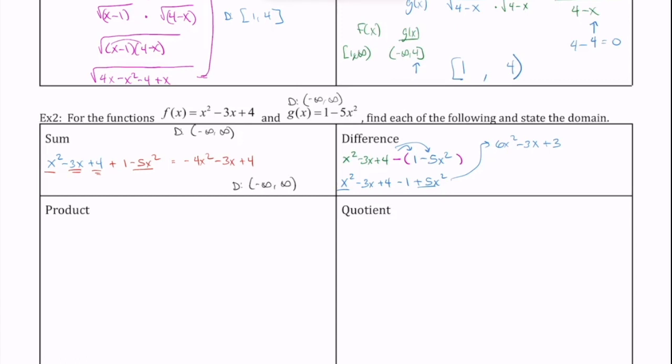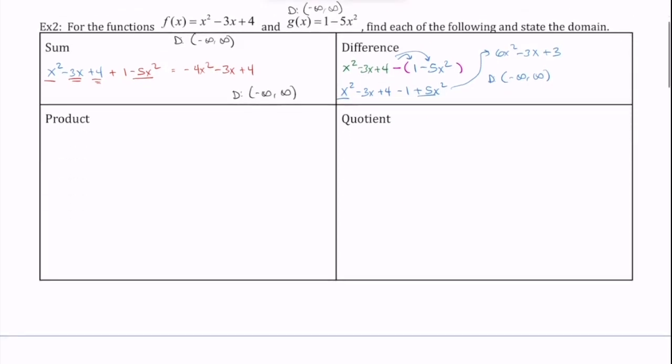And again, the domain is going to be the same thing here, right? The intersection of both of these is negative infinity to positive infinity. No worries there, so there's no fractions you have to worry about. When we get to the quotient in a few steps, we'll have to worry about the denominator, but let's get there first. All right, next one's the product.